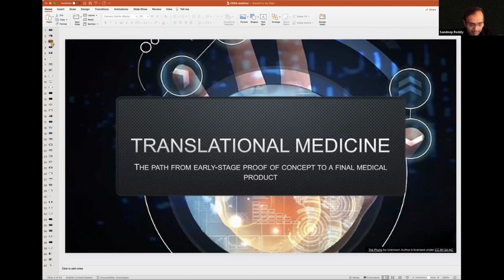Now, we need to be on the same page as to our understanding of what translational medicine means. It's basically the path or the process from early stage proof of concept to a final medical product. In other simple terms, it's the journey from the bench to bedside in any medical concepts or medical applications.